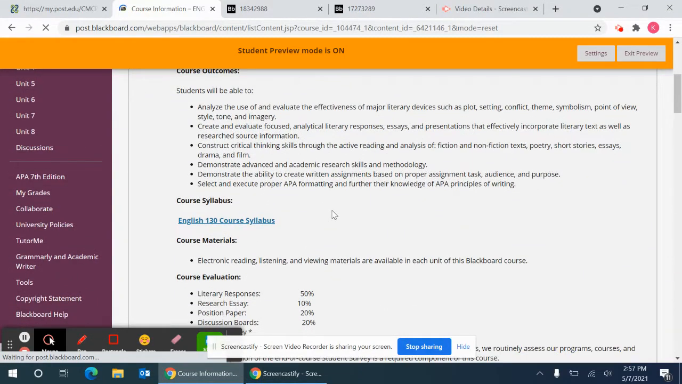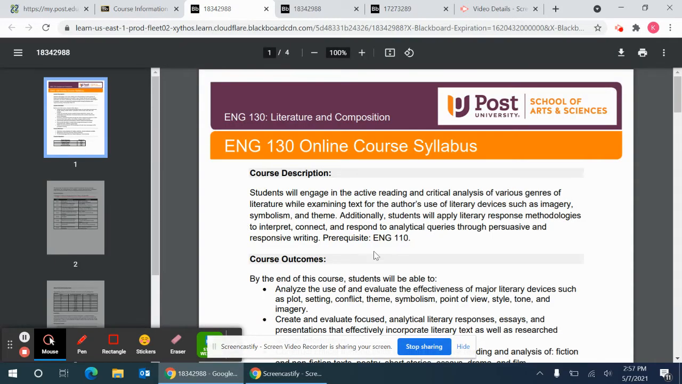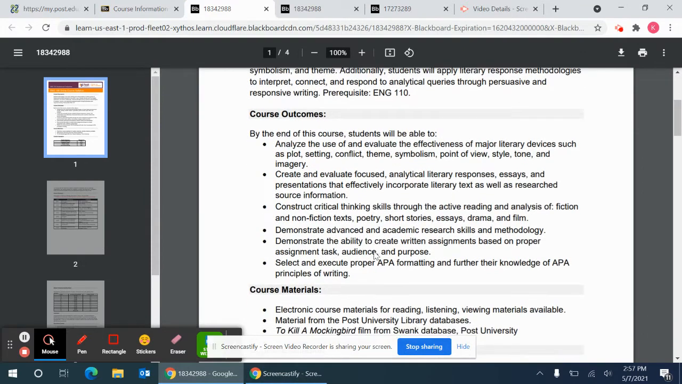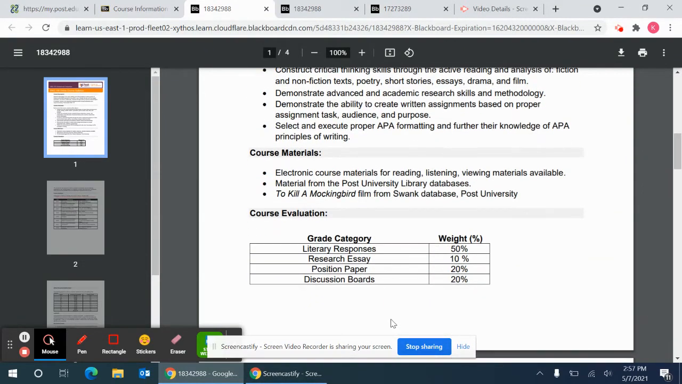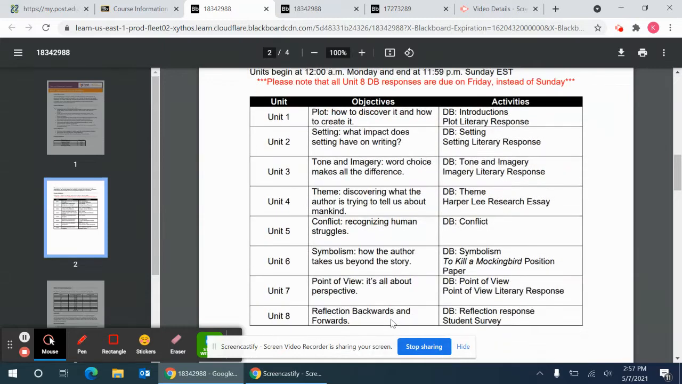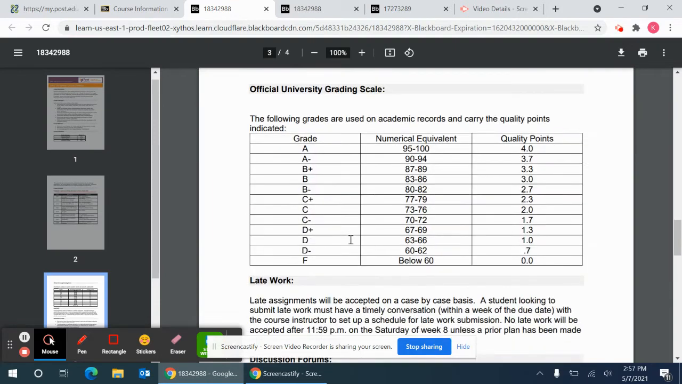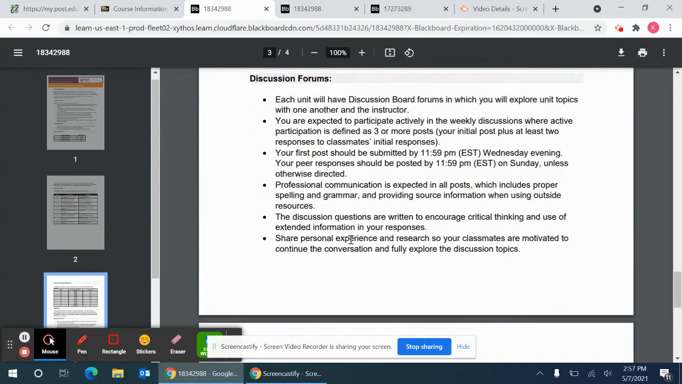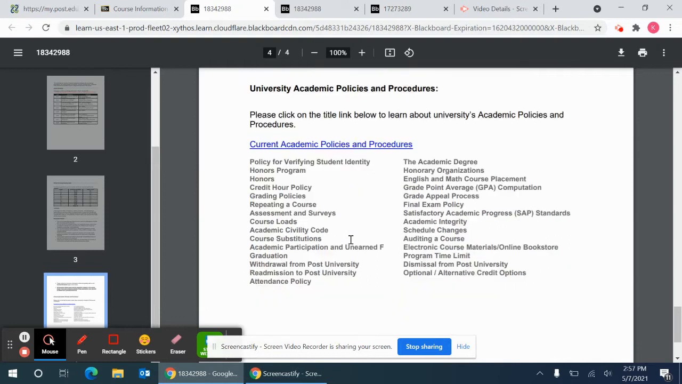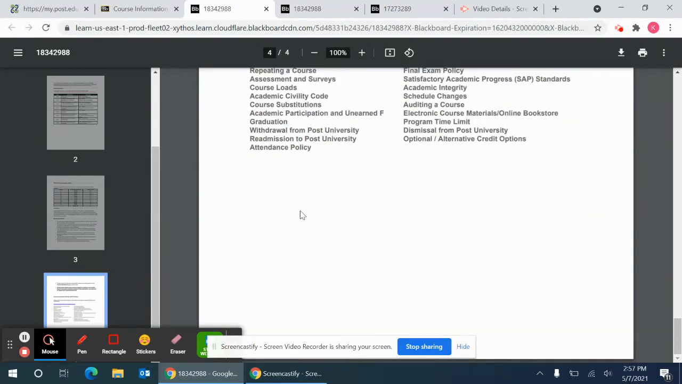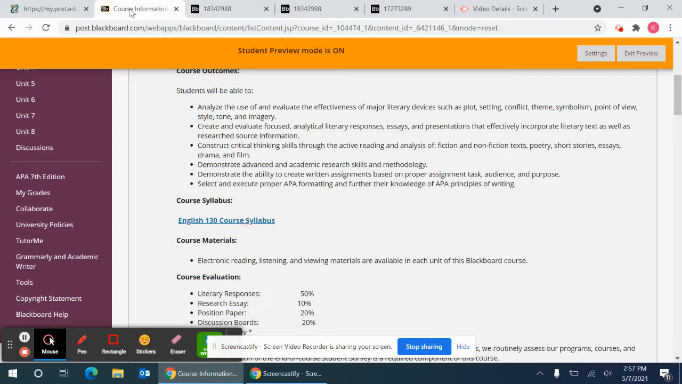It has the syllabus, which you can click to find quite a bit of information about the entire course. Let's just see if we can get this to open up. There we go. Once again, you have your course outcomes, materials, the grading, the breakdown for each unit of objectives and activities, grading scale, late work policies, talking about discussion boards, university policies and procedures. So quite a bit of information there.